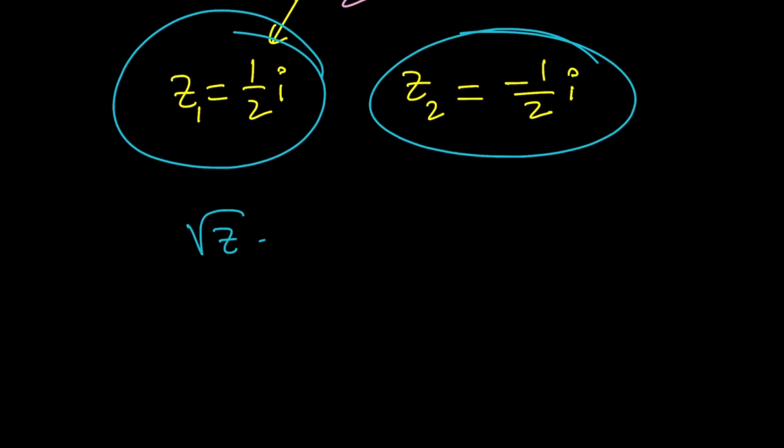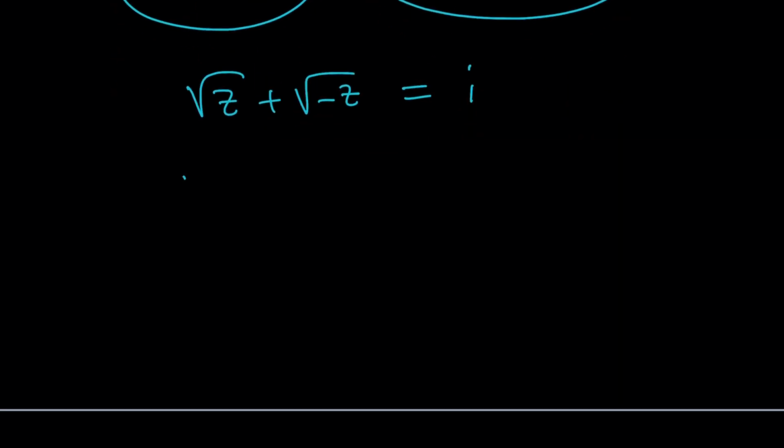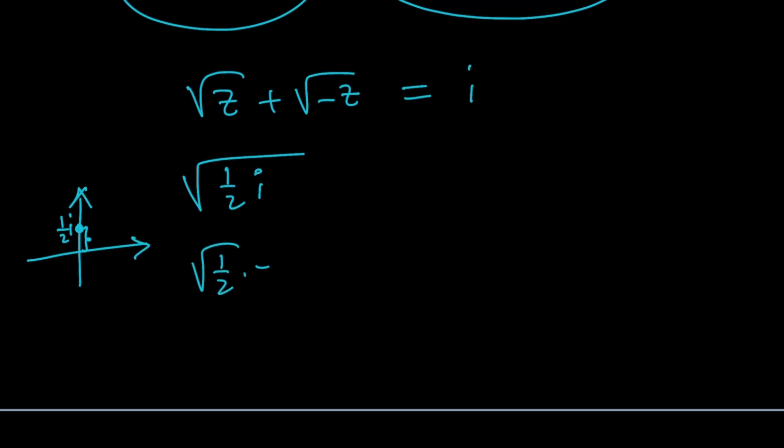We have square root of z and square root of negative z equals i. Now, what is the square root of 1/2 of i? That's a good question, right? To find the square root of 1/2 of i, you can write it in polar form. In polar form on the Argand plane, it's going to appear here 1/2 units away from 0, which is its modulus. So it's going to be square root of 1/2 times e to the power i pi over 2. Let's just do the principal value.